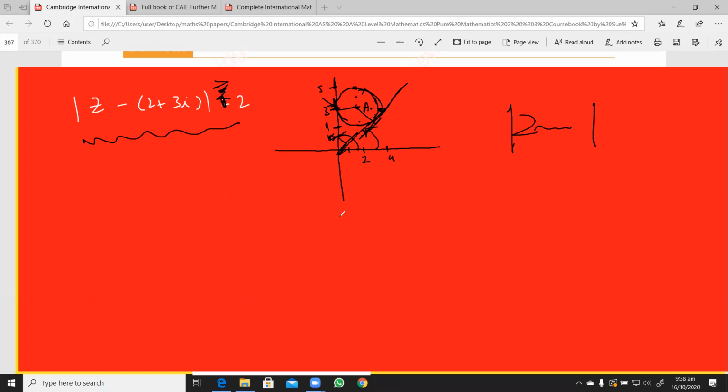Now related to this, I have one more thing over here. Let me see who will tell us how to show this locus. Now, suppose you have modulus of z minus 2 plus 3 iota equal to modulus of z minus, let's say, 4 minus iota. What would this mean to you?